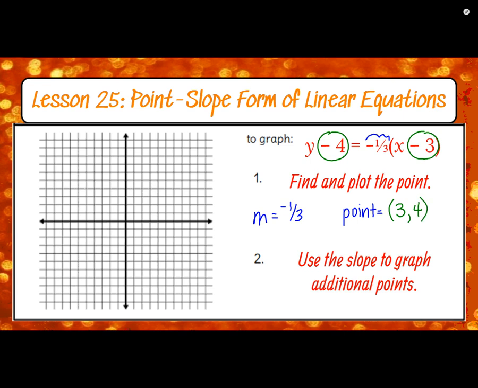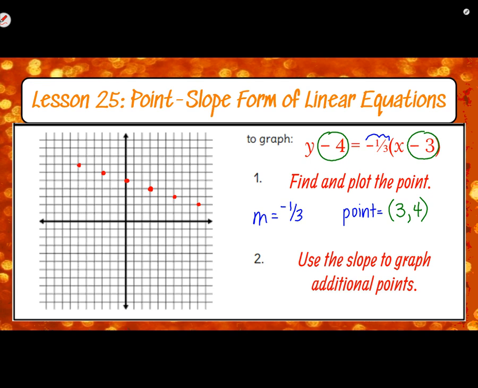So now let's graph. You have to graph the point first. So I'm going to plot (3, 4) on my coordinate plane. And then I'm going to use the slope to build other points. So I'm going to go down 1, right 3, down 1, right 3. I'll go up 1, left 3, up 1, left 3.